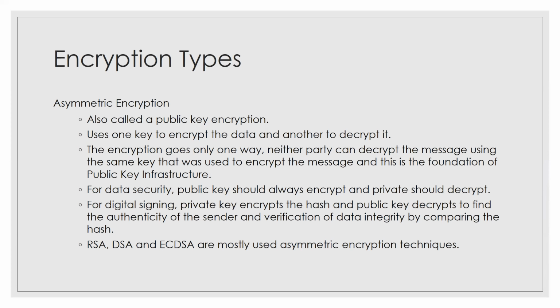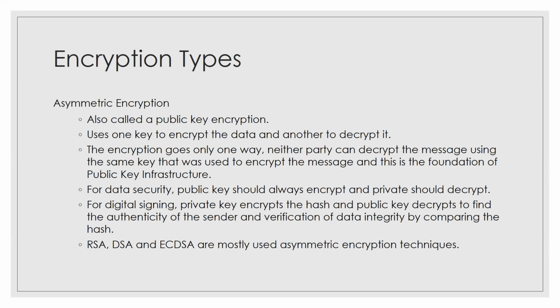And for data security, public keys should always encrypt the data, and private keys should always decrypt the data, not the other way around. But if you're just signing some kind of information or a web page or anything, then the private key encrypts the hash, and the public key decrypts it to find the authenticity of the sender and verify the data integrity by comparing the hash.